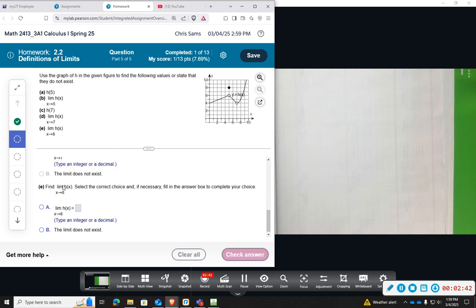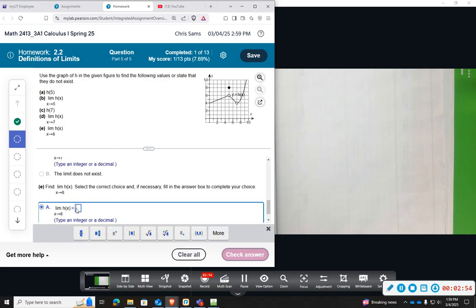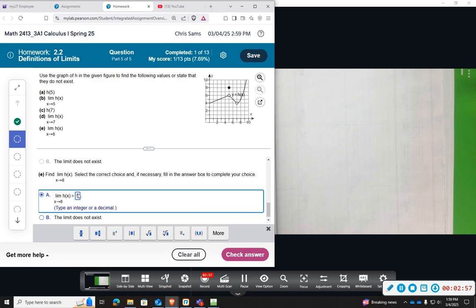And then the limit of h of x as x approaches 8. As we approach 8, we're getting close to 5, and that is on both sides because we have a connected line. So the limit of h of x as it approaches 8 is 5.